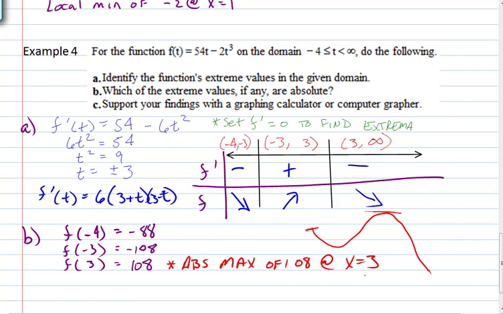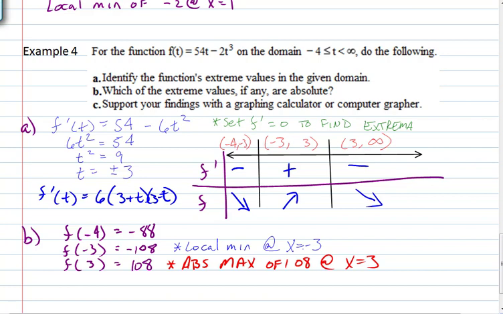Do we have an absolute minimum? No. We don't have an absolute minimum because this is decreasing forever out to infinity. So we have a local minimum, don't we? X equals -3. So our local minimum of -108 at x equals -3. But we don't have an absolute minimum because of the shape of the graph.